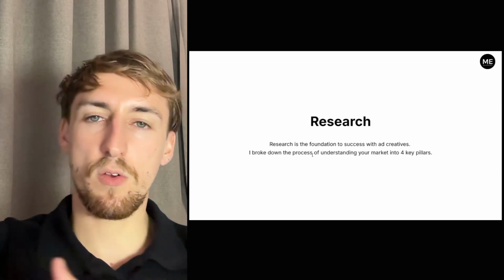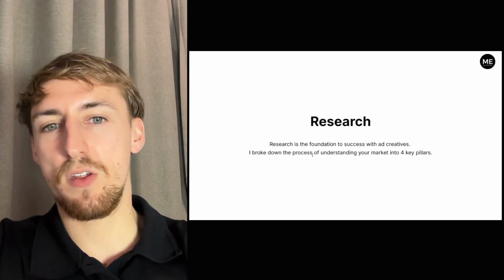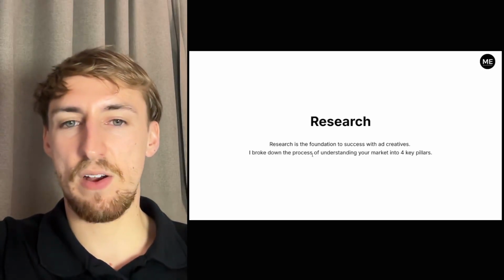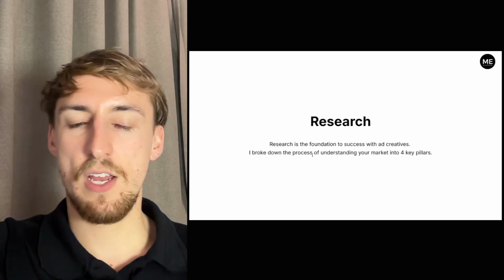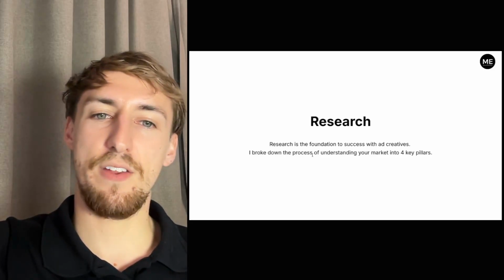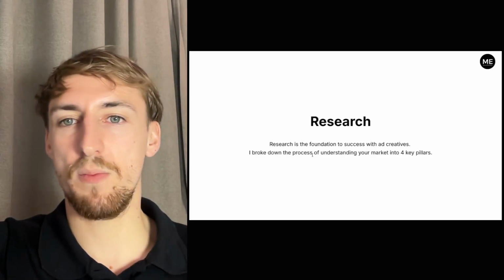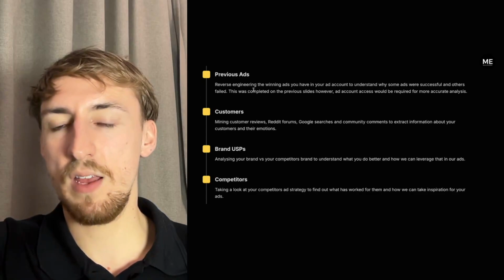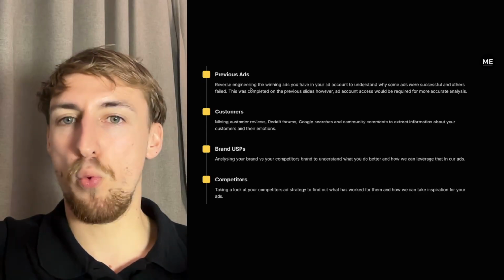Now, that's all the previous ads. Now we're going to get into the research, because research is the foundation to success with ad creatives. So I've broken down understanding your market into 4 key pillars. We have previous ads. So this is reverse engineering your winning ads.